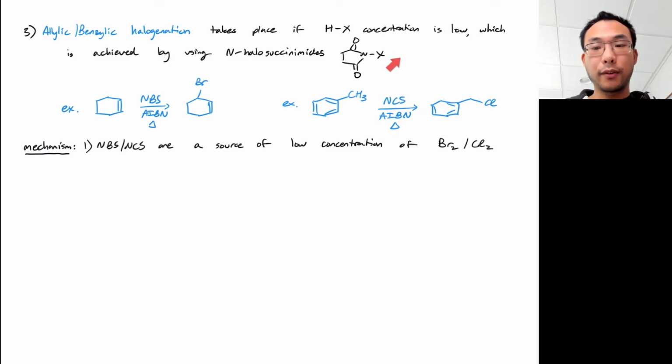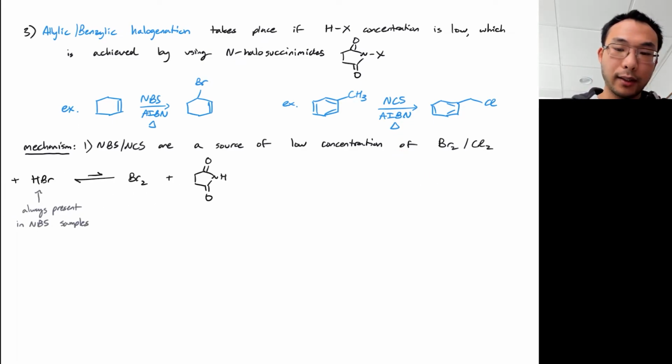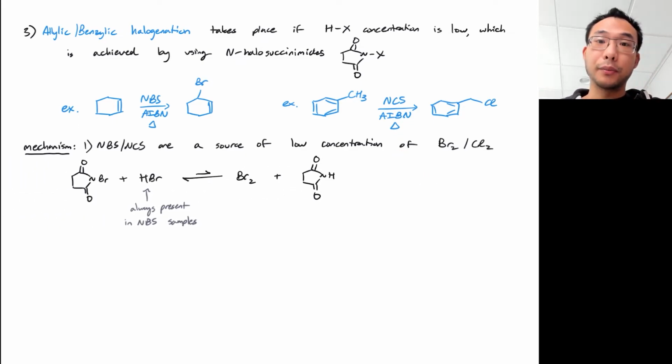So the vast majority of the reagent is going to look like this, and a small percentage of it is in equilibrium with Br2. The way this happens, it turns out, is that there's always some contaminating HBr present whenever you buy the NBS or NCS, and this impurity turns out to be really important because it enables this equilibrium that gets to the very low concentration of Br2 that's needed for the actual reaction.